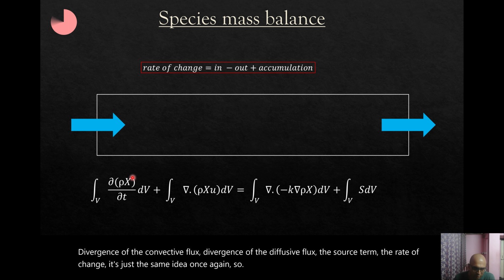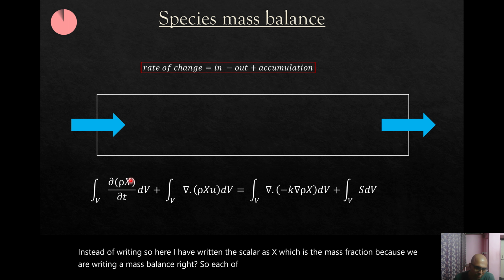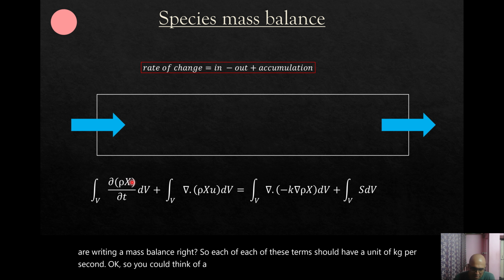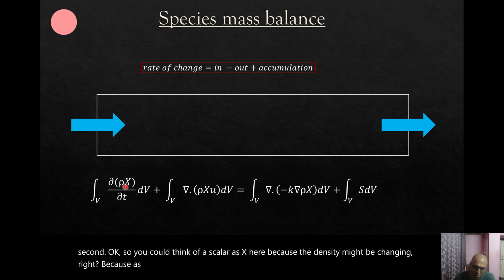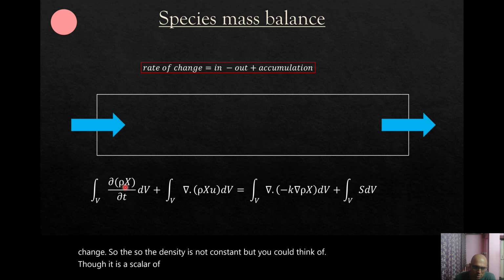So here I have written the scalar as x, which is the mass fraction, because we are writing a mass balance, right? So each of these terms should have a unit of kg per second. You could think of a scalar as x here because the density might be changing, right? Because as the mass fraction of that species changes, the density of the fluid might change. So the density is not constant, but the main scalar that is varying is basically x, which is your mass fraction.